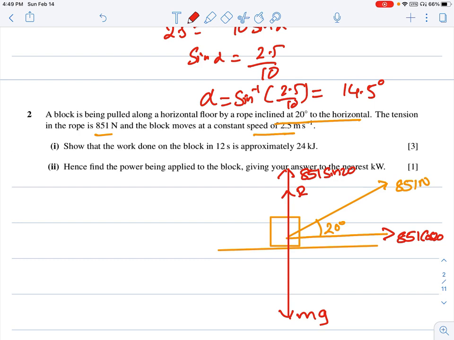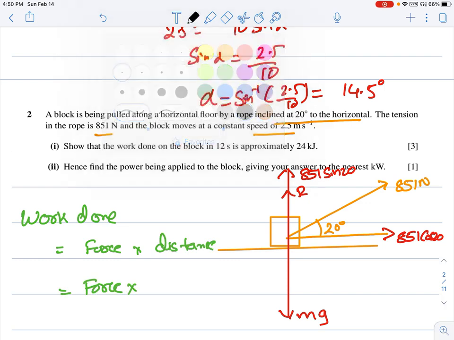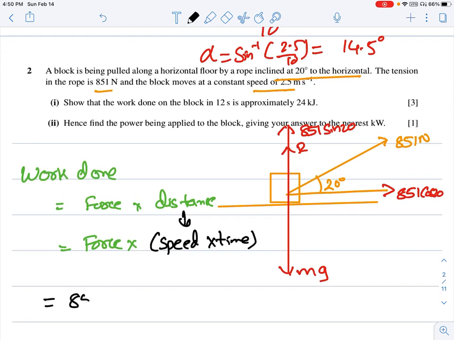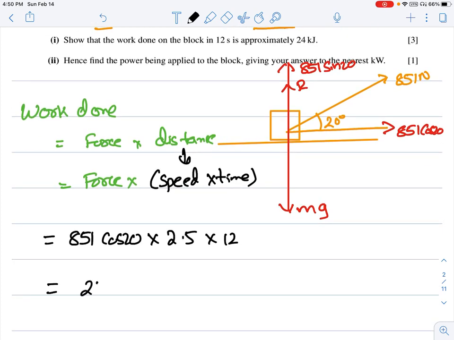Now show that the work done. He's asking work done. Work done is equal to force times distance. The distance over here will be speed times time. So the force will be 851 cos 20, the speed is 2.5 and time is 12 seconds. So when I do that I get 24,000 joules or 24 kilojoules.